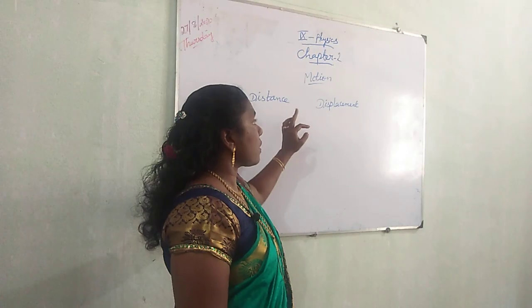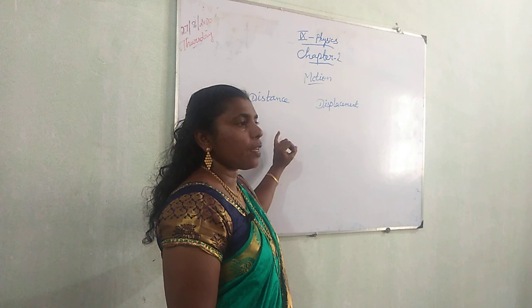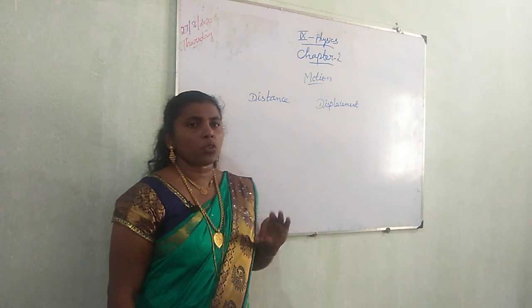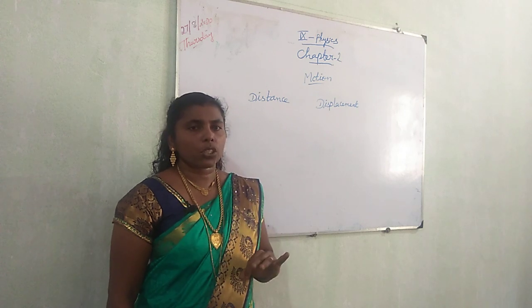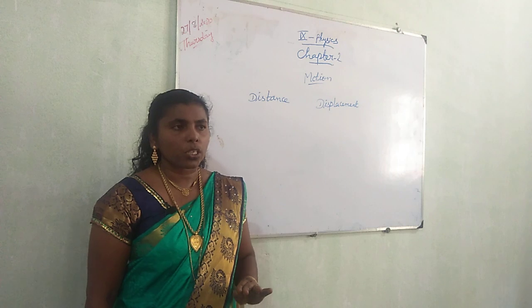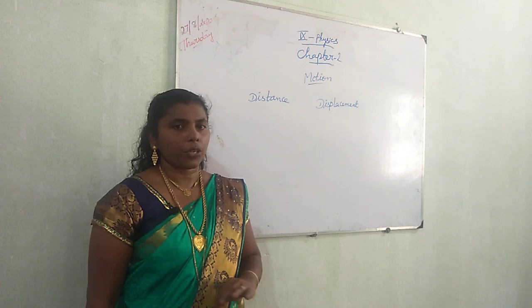That is unequal distance but equal time. So uniform motion means equal distance in equal intervals of time. Non-uniform motion means unequal distance in equal intervals of time. In this lesson we have learned about motion, rest and types of motion. So what are the types of motion we have learned? Linear motion, circular motion, oscillatory motion, random motion, uniform motion and non-uniform motion.